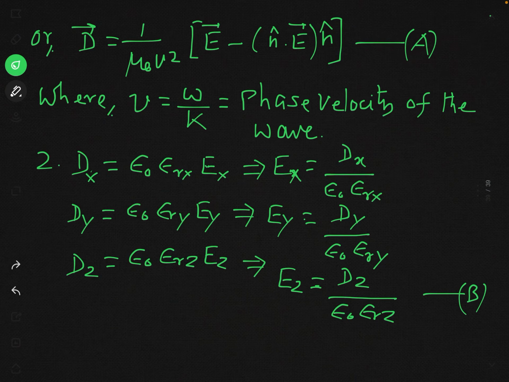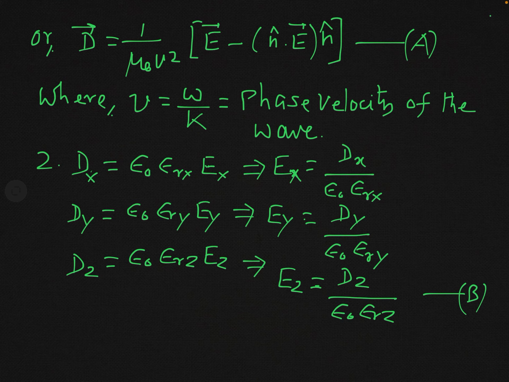So D can be written as k square by mu naught omega square into E minus n hat dot E into n hat. Now you know that the phase velocity v is defined as omega by k, and in our expression there is k square by omega square, so that will be equal to 1 over v square, and hence the result for D may be written as D equal to 1 over mu naught v square into E minus n hat dot E into n hat.